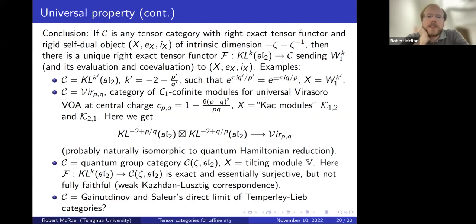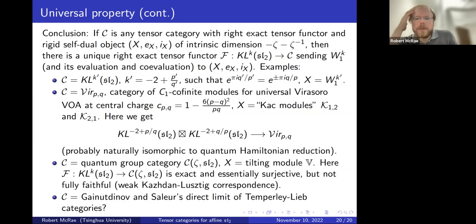So let me just summarize again the conclusion. What is this universal property? If we have any tensor category that is right exact, and it contains a rigid self-dual X with the right intrinsic dimension, then we get a unique right exact tensor functor f from KLK to C, which sends WK1 to X. I guess maybe to guarantee uniqueness, we should also say it sends the evaluation of WK1 to the evaluation of X and the co-evaluation to the co-evaluation.